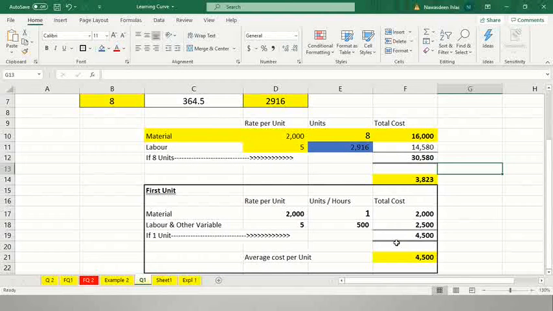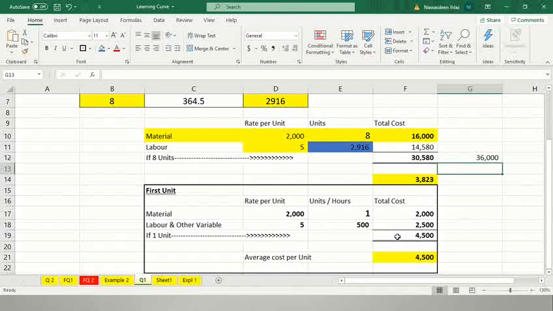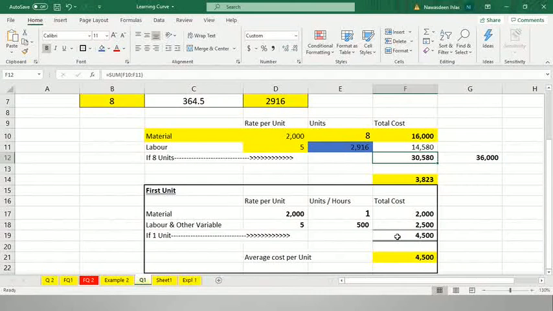So if we are considering a scenario without the learning curve theory, our per unit cost will be 4,500 into 8, our cost will be 36,000. But here you can see our new cost will be 30,580 because of the learning curve impact.